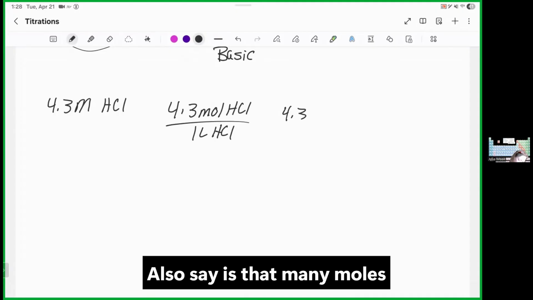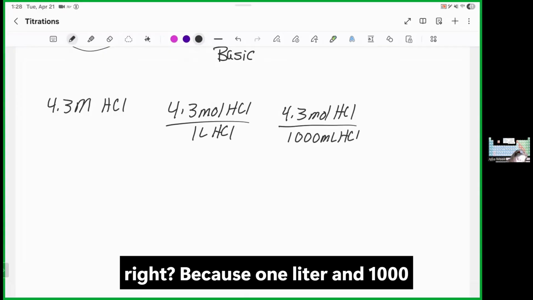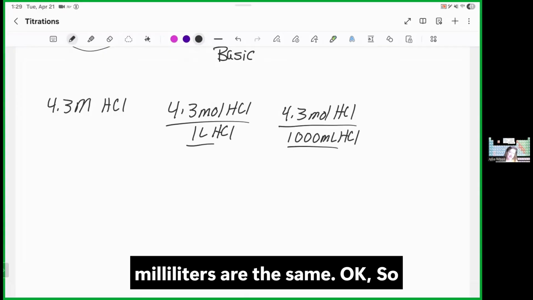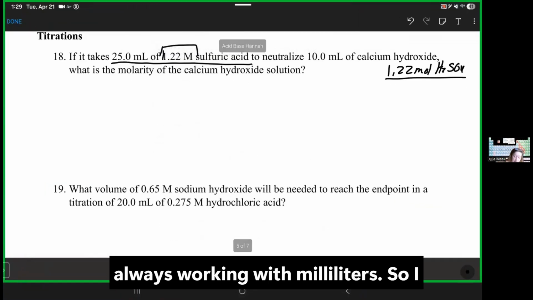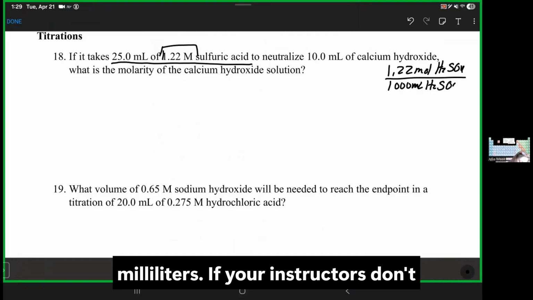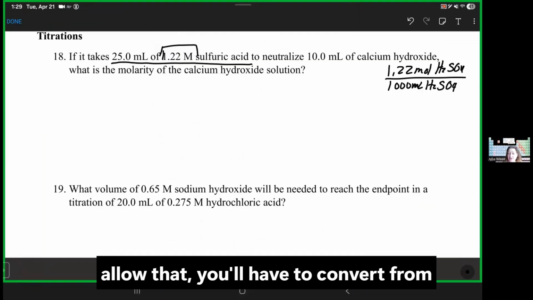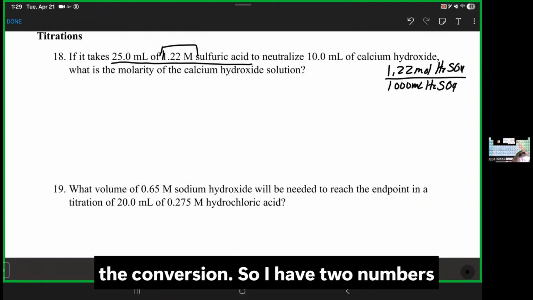But we could also say it's that many moles of hydrochloric acid in 1,000 milliliters, because 1 liter and 1,000 milliliters are the same. When we're doing titrations, we're always working with milliliters, so I always see my molarities as 1,000 milliliters. If your instructors don't allow that, you'll have to convert from milliliters to liters. So that's a conversion.